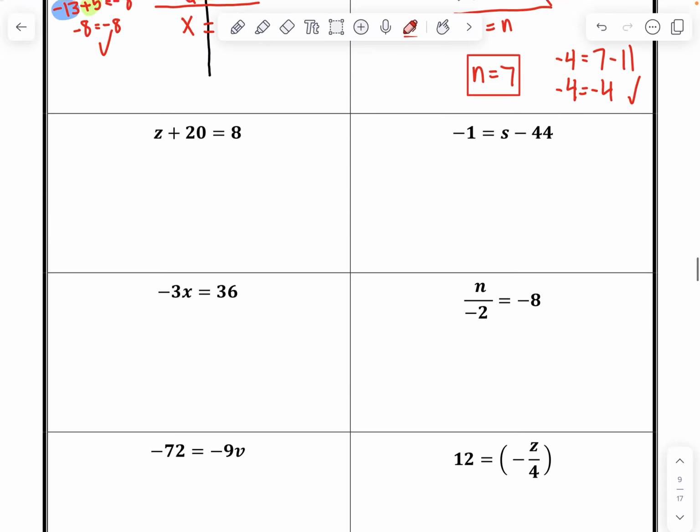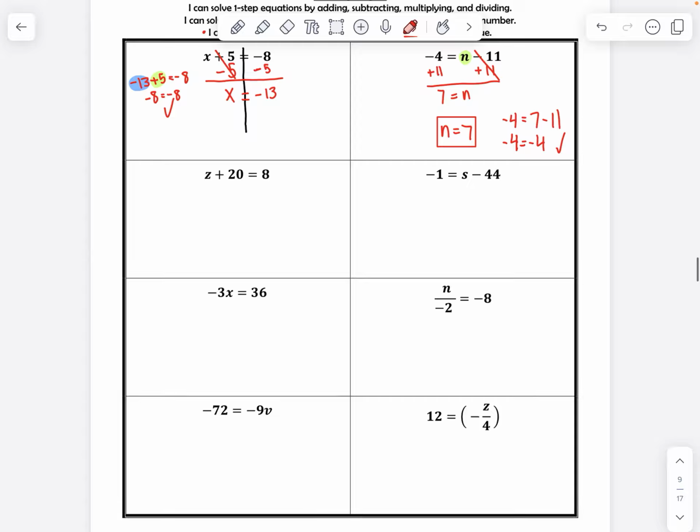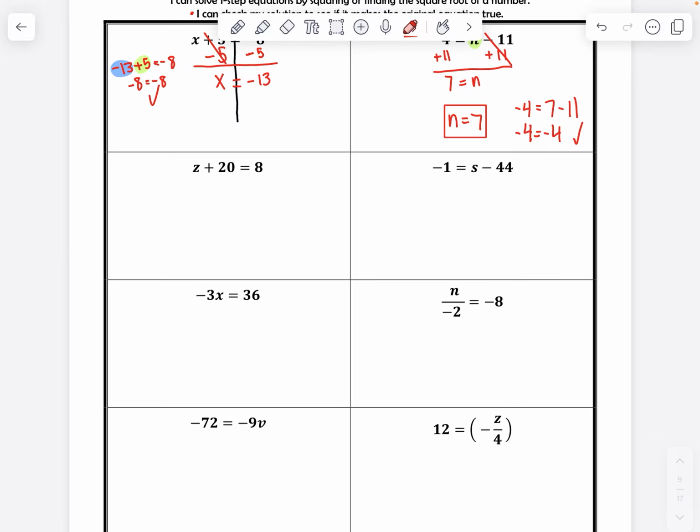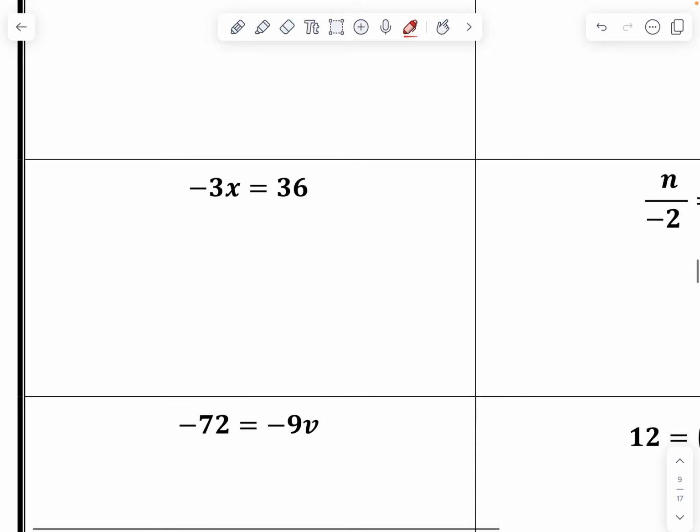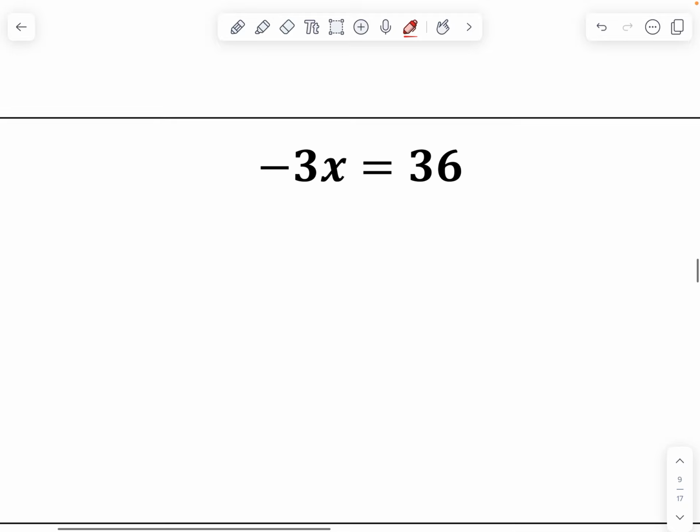We're actually going to, oh, there's actually 6 here. Okay, new strategy. We're going to skip this second row because I'm going to have you do that on your own in a second. Let's move down to the third row. So negative 3x equals 36.